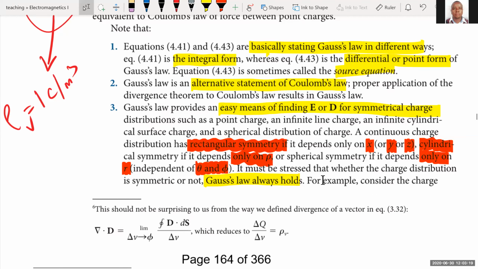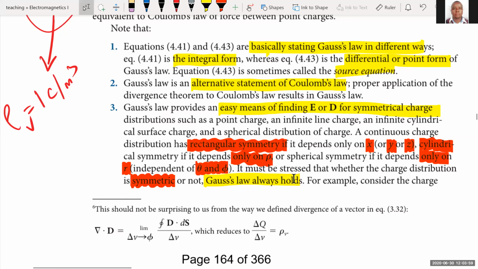And there's another point: we have said that we can use Gauss law to find E or D, but we can only use it if the charge distribution is symmetric. Again, this is the point that I normally highlight in red: we can only use Gauss law if the charge distribution is symmetric, with rectangular, cylindrical, or spherical symmetry. If it doesn't, then you cannot use Gauss law.